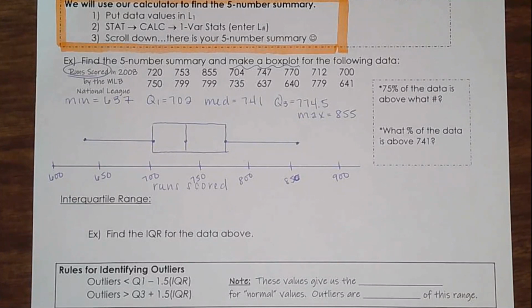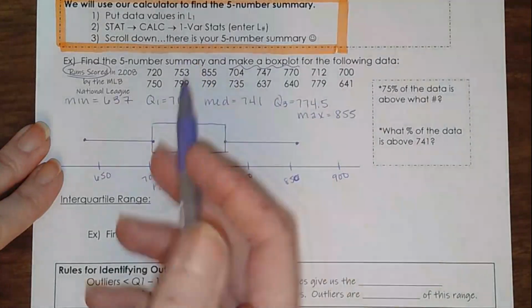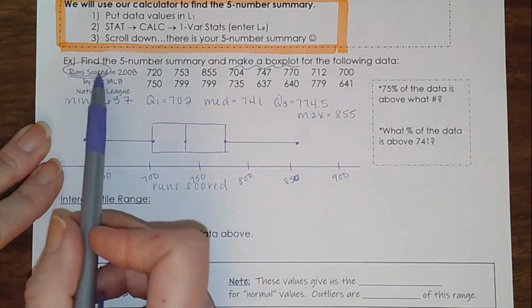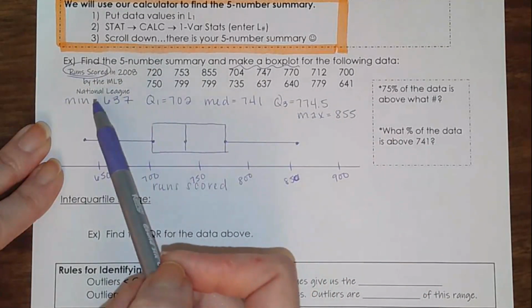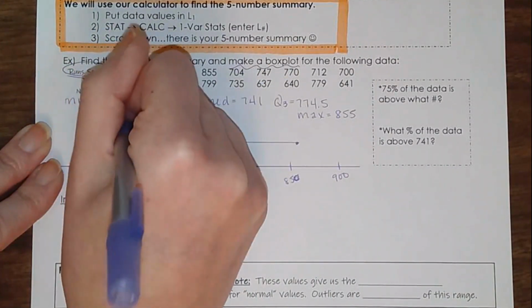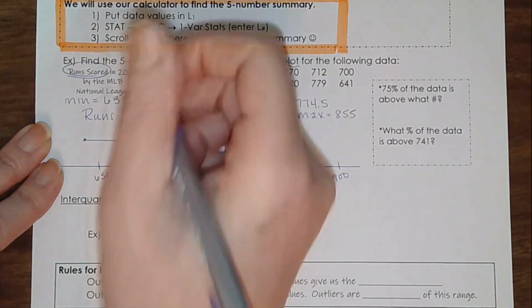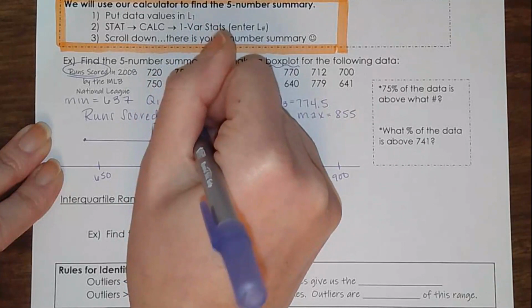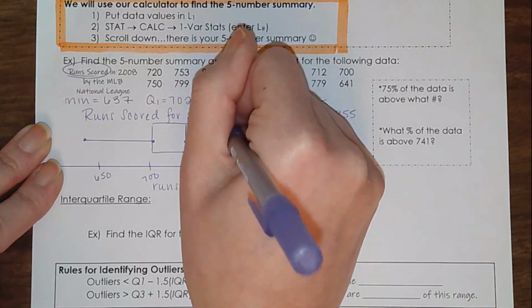What's our graph missing? Every graph needs what, guys? Title. Okay, I know we wrote runs scored here, but let's be specific. You can even kind of use this right here, what it says. Runs scored for 2008 National League baseball teams. You don't have to have runs scored since your number line is labeled runs scored. You can abbreviate. In baseball, they abbreviate National League with NL.